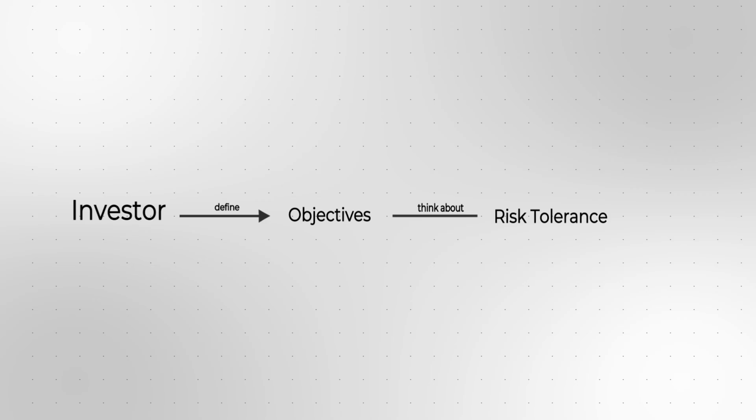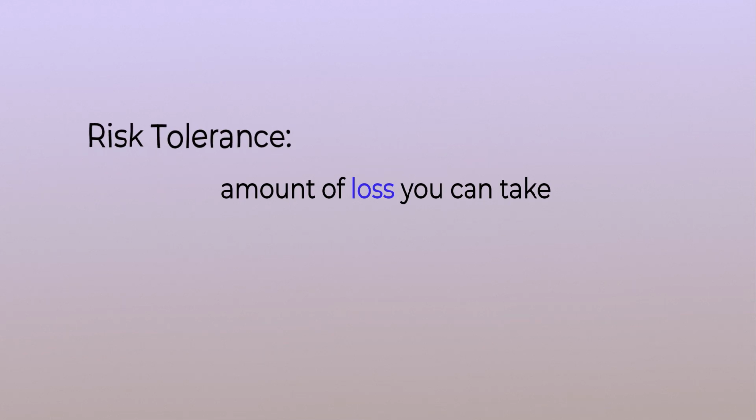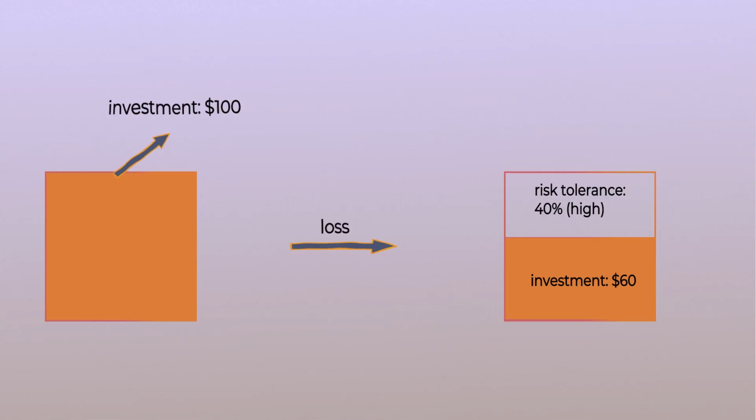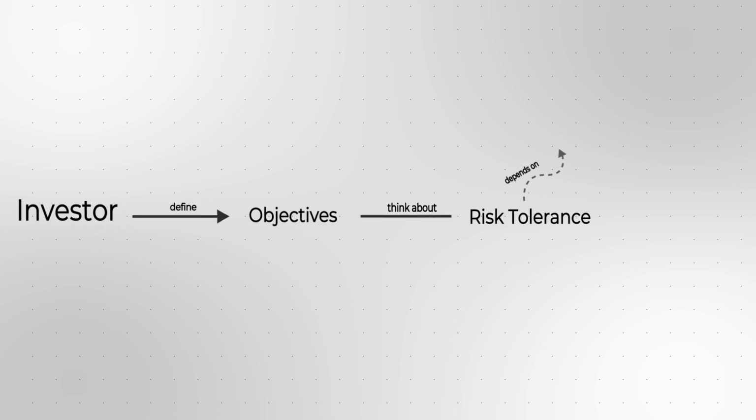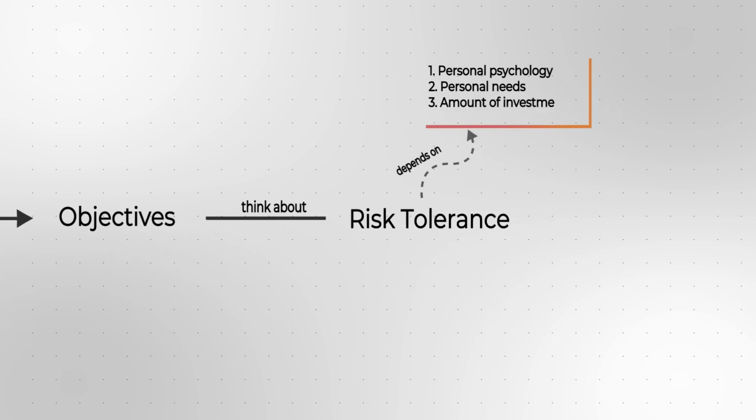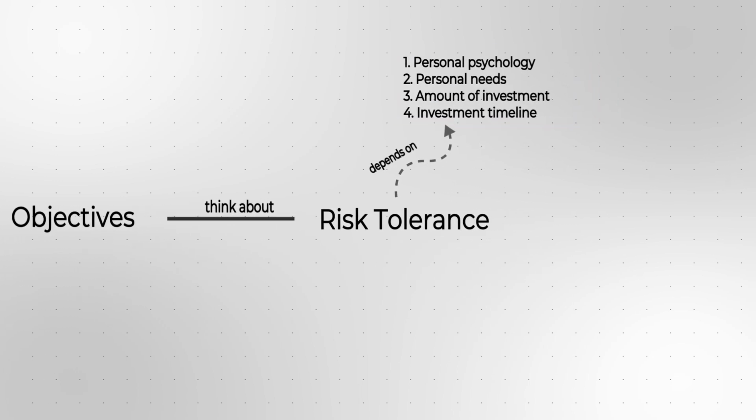So next, you decide your risk tolerance. Risk tolerance is the potential financial loss that an investor is willing and able to accept. Suppose you invest $100 and have a 40% risk tolerance. You'd be okay if your investment goes down to $60. Risk tolerance depends on your personality, needs, amount, and investment timeline.